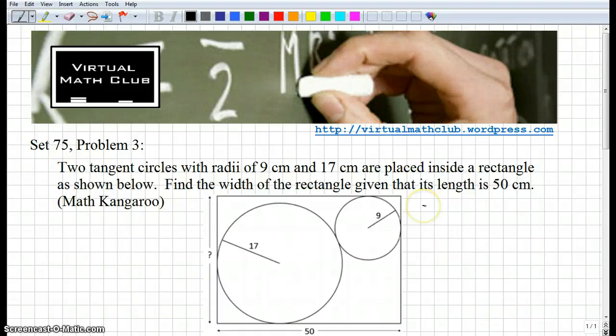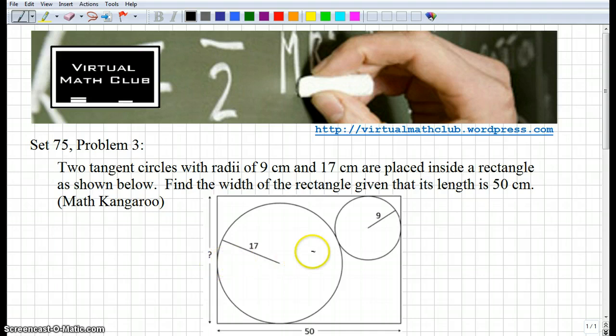Alright, we've got two tangent circles with radii of 9 centimeters and 17 centimeters, and they're placed inside this rectangle shown here. And we're asked to find the width of the rectangle given that its length is 50 centimeters. So you can see we have 50 centimeters along this edge of the rectangle. We're asked to find the length of this other edge.